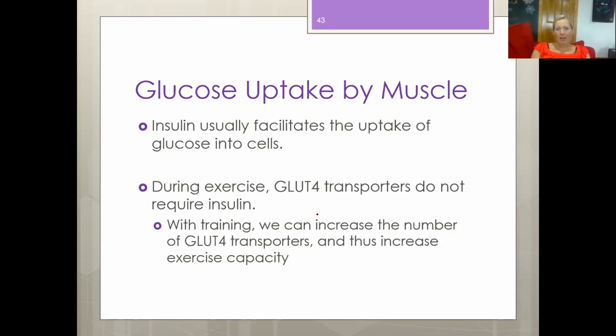Another thing that's important for us to note is this relationship between glucose and its ability to enter into a cell. This is a scenario where I wish I was a good artist, which I'm not. That's my bloodstream.